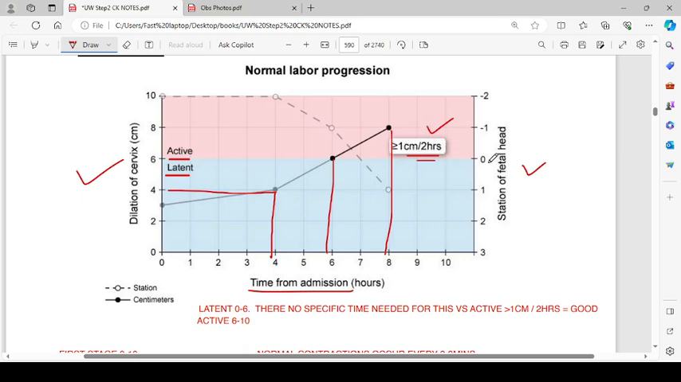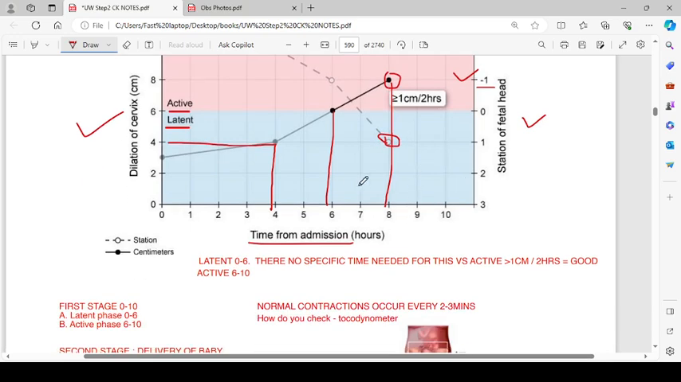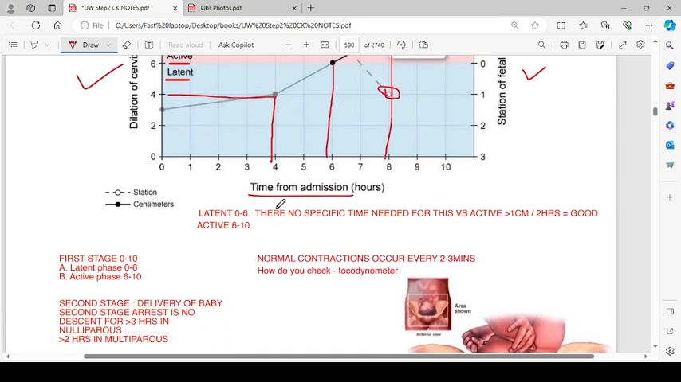And station is like, this is 0 station at the level of the ischial spine. Then it is -1 station. The dotted line is representing the station. Here you can see that it starts from 2 centimeter above the ischial spine, then less than 1 centimeter. Then as the cervix is dilating, the fetus is coming down. When the cervix is 8 centimeter dilated, the fetal head is at 1 centimeter below the ischial spine, so it has engaged. So this is how the labor works.